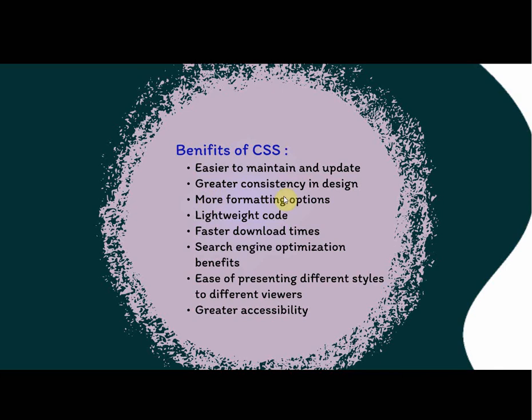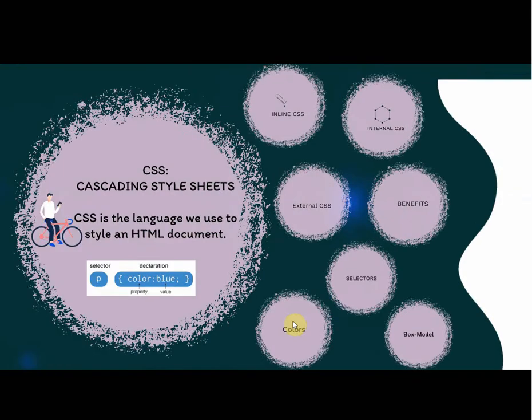The next thing is greater consistency in design. Yes, designing gets very easy. Then there are more formatting options. When you want to change the font size, or change the text to bold or italic in different web pages, it gets very easy. The code is very lightweight, as we will see. Then faster download times, search engine optimization benefits, ease of presenting different styles to various viewers, and greater accessibility. So these are all the benefits of CSS, and we will see how easy it gets when we have a CSS file along with our HTML file.